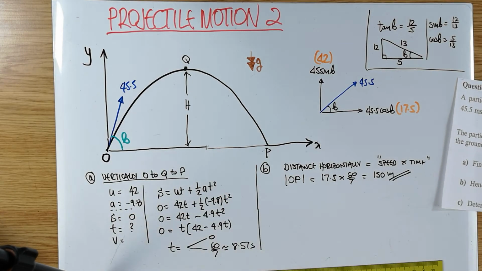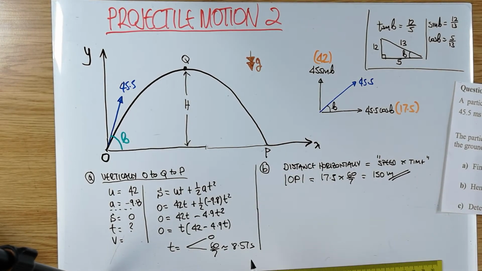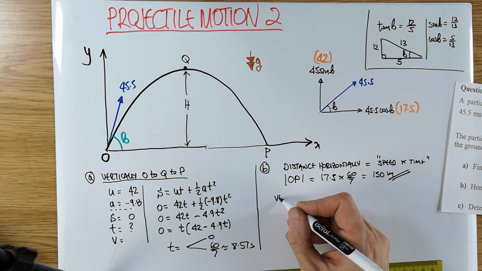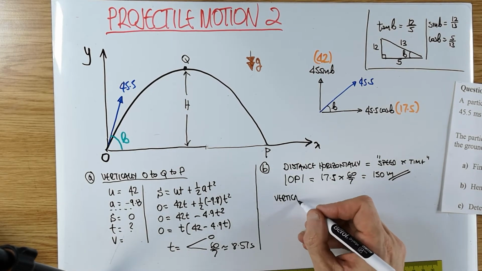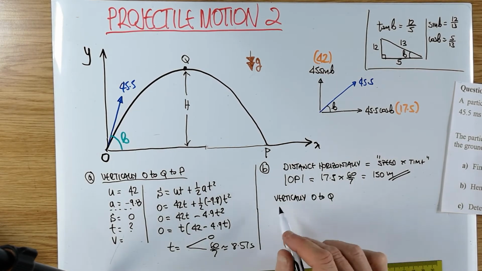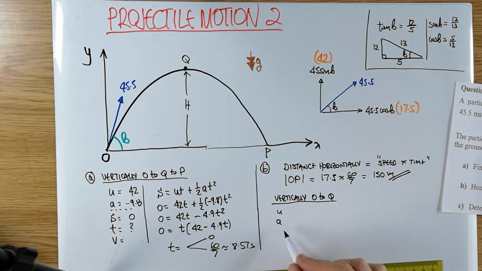Okay, and what is the value of H? This, of course, is a vertical calculation. So we're going to look vertically at O to Q. So the journey that I'm looking at, and these kinematic quantities refer to, is O to Q: U, A, S, T, and V.